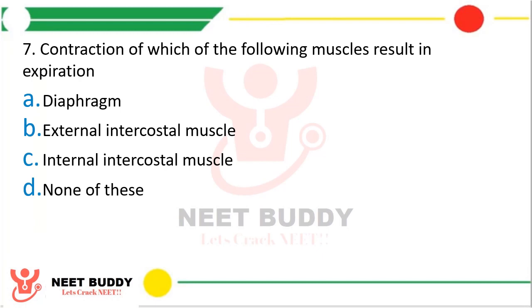Question 7. Contraction of which of the following muscles results in expiration? Option A, diaphragm, option B, external intercostal, option C, internal intercostal, or option D, none of these. The correct answer is option D, that is none of these. Expiration is a passive process. No muscle is required for expiration.